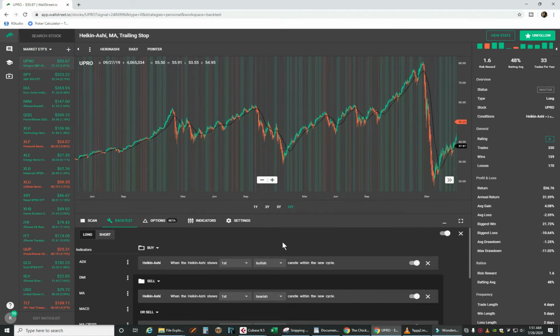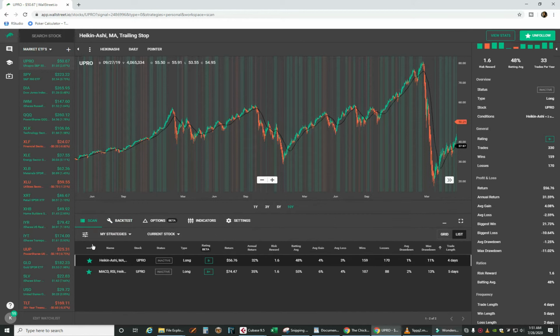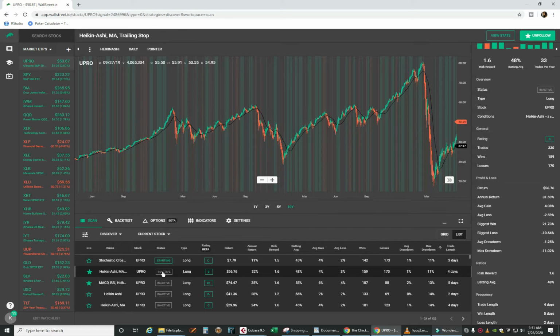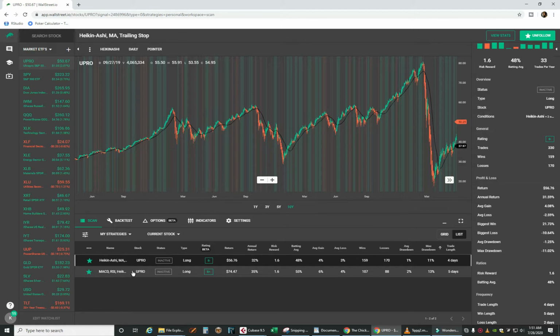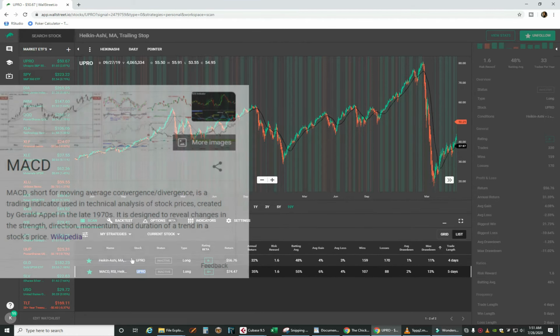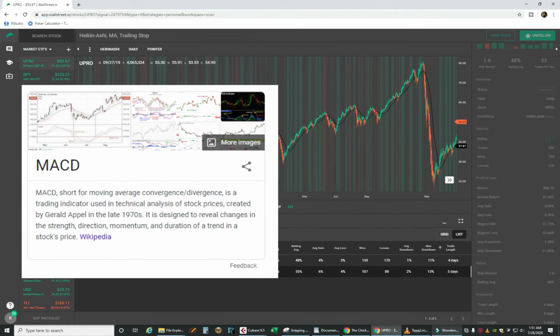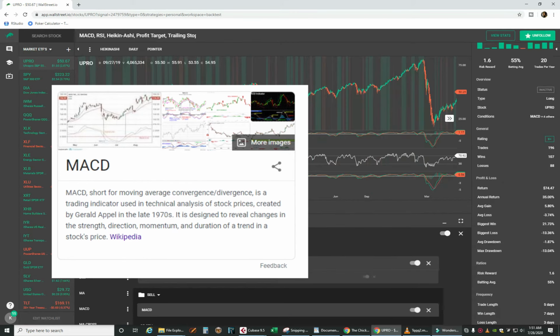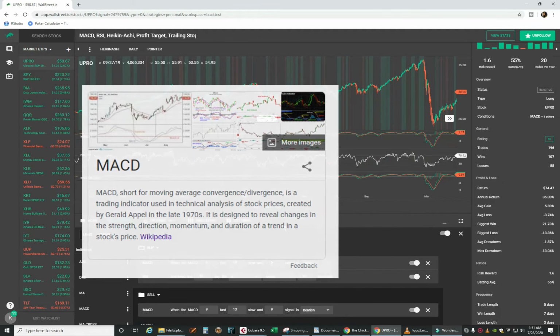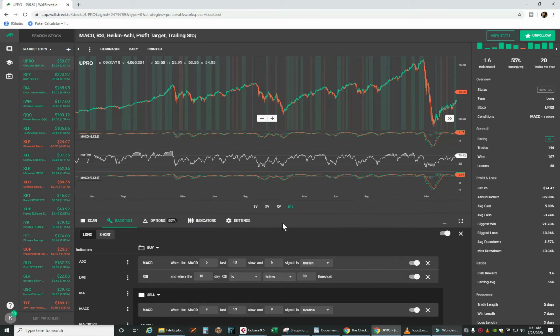I was kind of looking for a different strategy. I went into the Discover feature, which is where you can find all these different strategies posted by the WallStreet.io community. I was looking for one for UPRO because it's an asset that I like to trade, and came upon one that used the MACD, which is, I think, the moving average convergence divergence indicator. And I'll pull this one up instead.